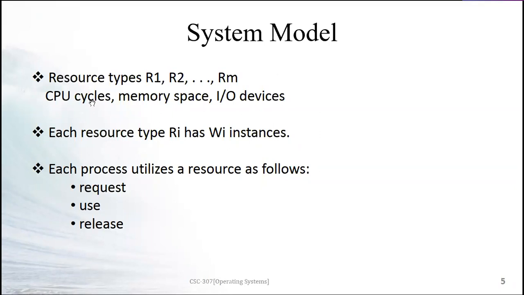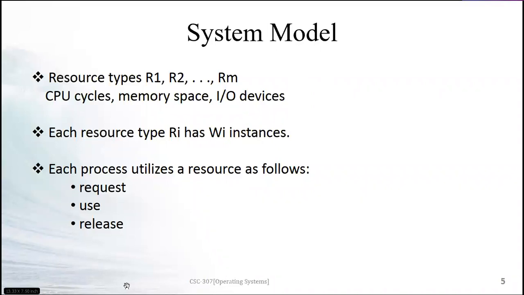Each process utilizes a resource as request, use, and release. So what does this mean? Every time you need a resource, you request the resource, saying I want this. Then you'll be using this resource, and after you are done, you release the resource. So if you need a printer, first you request the printer, then you use the printer after the request has been granted, and third, after you are done, you release the printer.